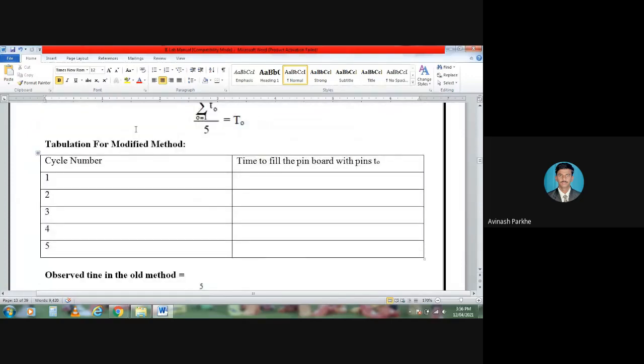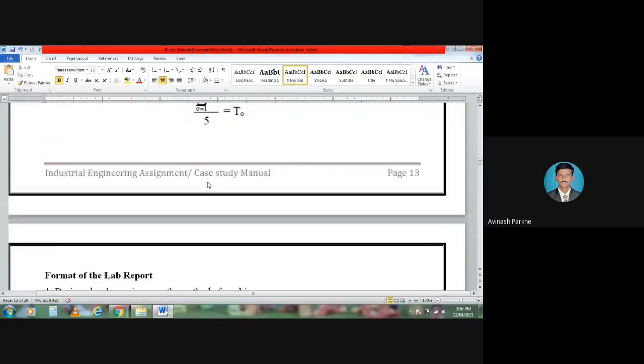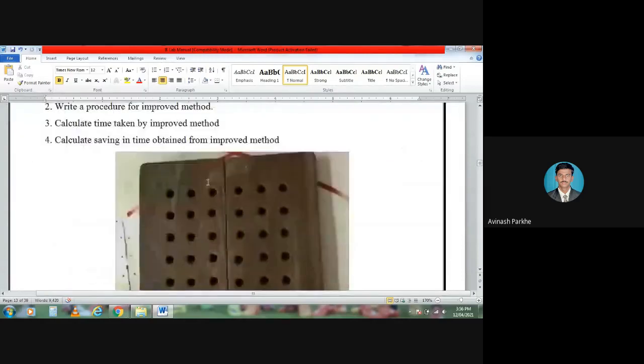Same table is there for the modified method. In the modified method, what am I doing? I am using my left hand and right hand for completing the same task. So for that purpose, I will show you what is meant by the pinboard.